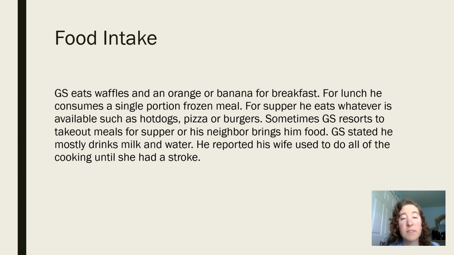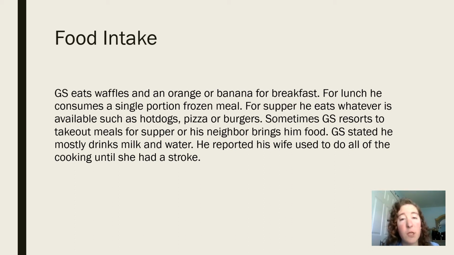GS reported that his diet at home consists of waffles and an orange or banana for breakfast. For lunch, he consumes a single portion frozen meal or McDonald's. For supper, he eats whatever is available, such as hot dogs, pizza, or burgers. GS has stated that he mostly drinks water and milk, and he reported that his wife used to do most of the cooking, but then she suffered a stroke, so dinners mainly consist of takeout meals or meals that are brought from his neighbor.